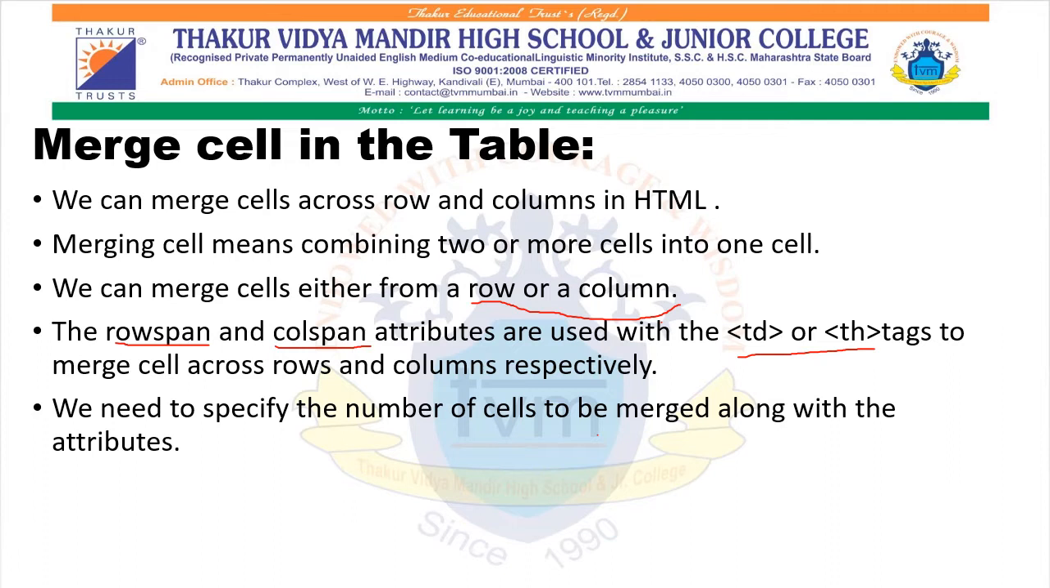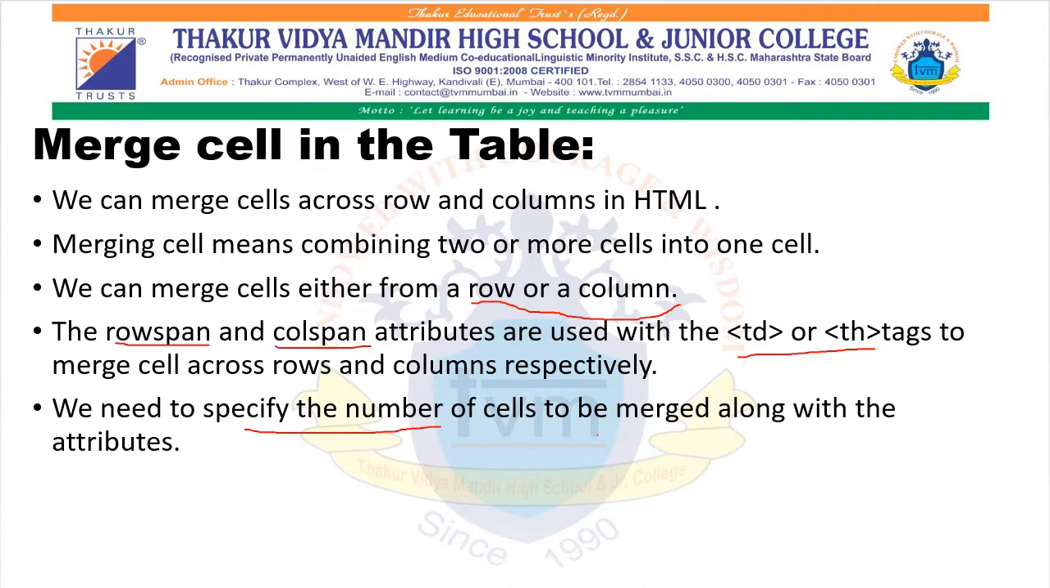Next is how to use this attribute. When you are using the attribute rowspan or colspan, we need to specify some value. That value will define how many cells in the row or column need to be merged. So the value we are going to give to this attribute will be a number. The number will tell the quantity of cells which we want to merge.